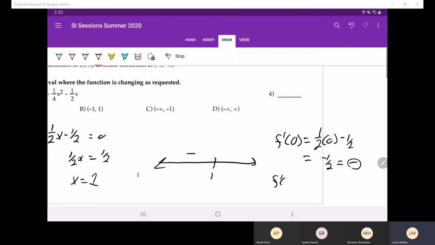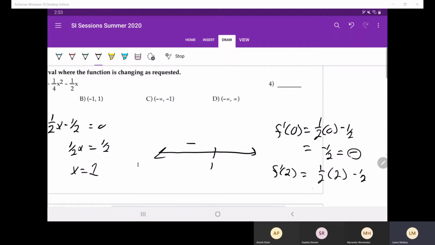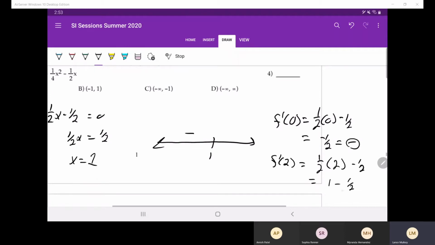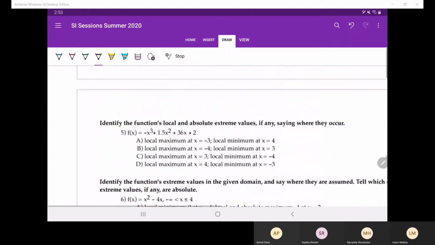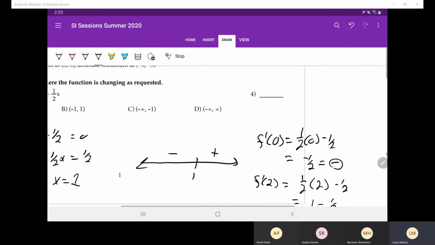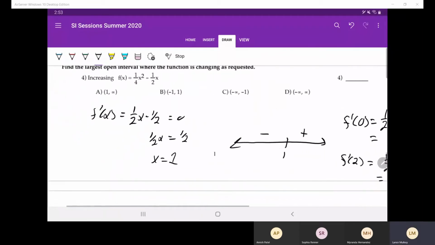You can do f prime of, not 0, let's do 2, since it's greater than 1. f prime of 2 equals 1/2 times 2 minus 1/2, which equals 1 minus 1/2, which equals 1/2, which is positive. All right, so it's increasing from 1 to infinity. There's only one spot where it's increasing, so the answer is A.